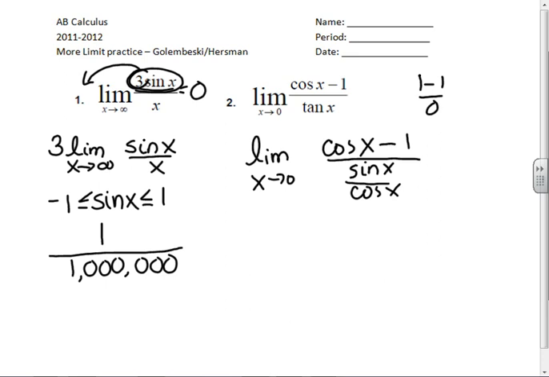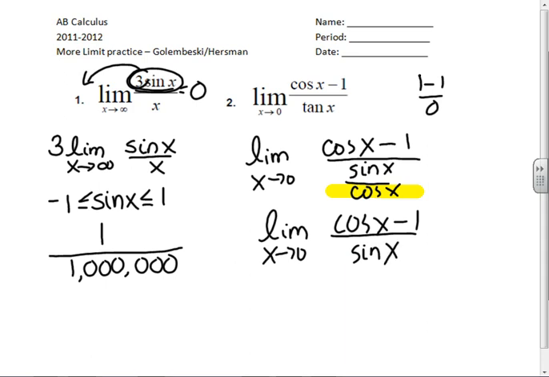Okay, what about this one? What can I do next? What can I do to make this easier? Let's get rid of the cosine because it's not 0. 0 is the only place I have problems. So when I do that, I'm going to get the limit, because what's the cosine of 0? And I'm going to get the cosine of x minus 1 over the sine of x. Do I still get 0 over 0? Yes, that's what the problem is.